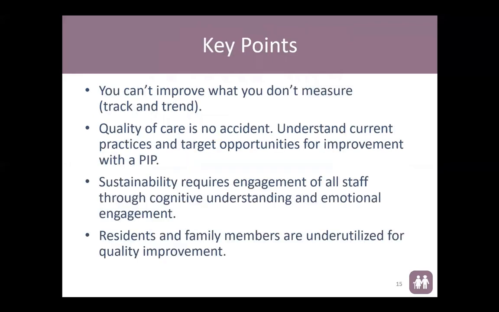We'd like to summarize some key points. You cannot improve what you don't measure, so make sure that you actually identify some process measures that will help you to know whether or not what you're doing is making a difference before you actually can see it in your CASPER quality measure report. Quality of care is not an accident; you have to understand the current practices and target improvements for your quality measures using a performance improvement project team. Sustainability requires engagement of all your staff, not only through cognitive understanding, but they also need to be emotionally engaged so that they understand and are committed to the importance of making this change. And remember, we don't use our residents and family members well as resources for our quality improvement, and that's a resource that definitely needs to be tapped.